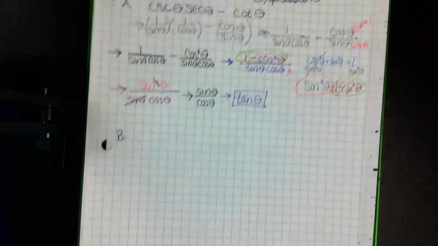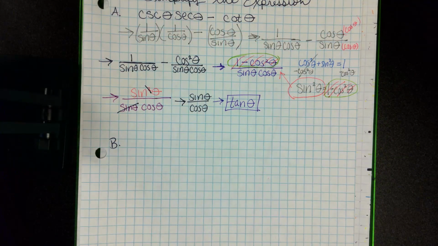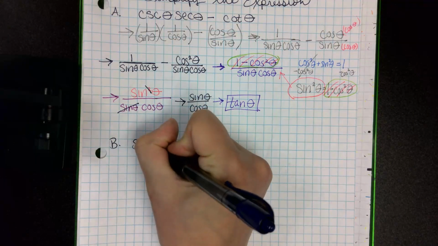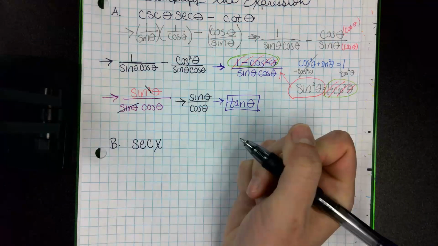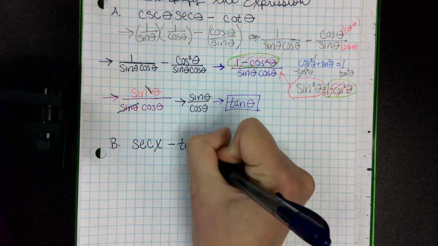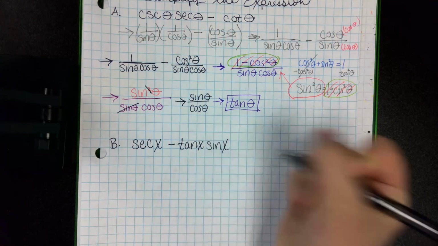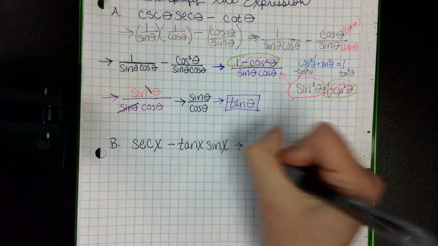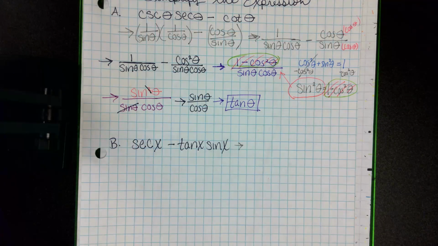It's the same thing, but another expression. It's like the same process, but you do it on your own. And I made it x instead of theta. Secant x minus tan x sine x. Simplify it. What is it? So I always start the same way. Make it sines and cosines.